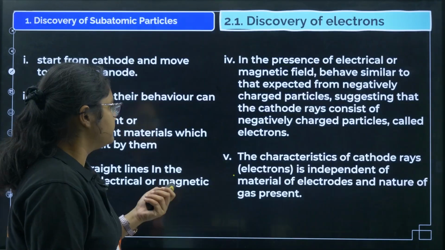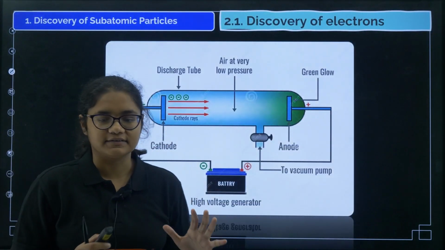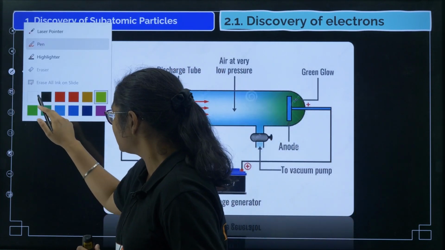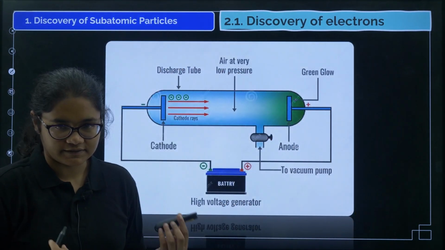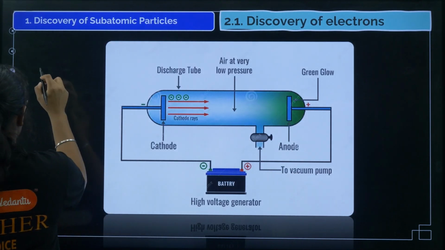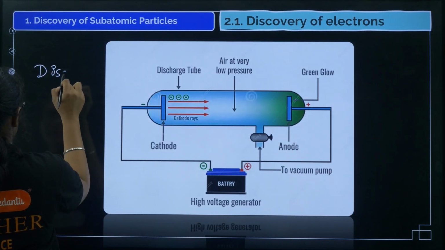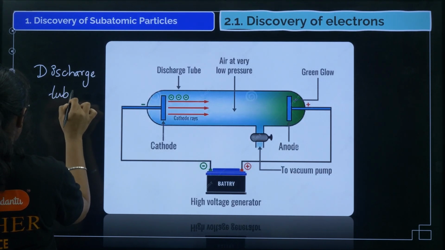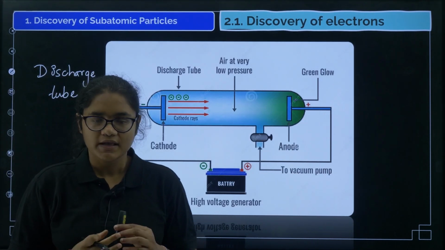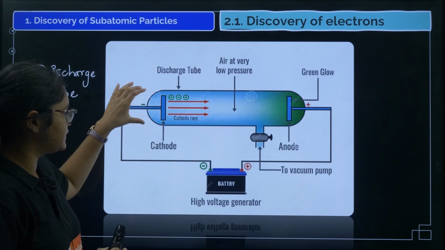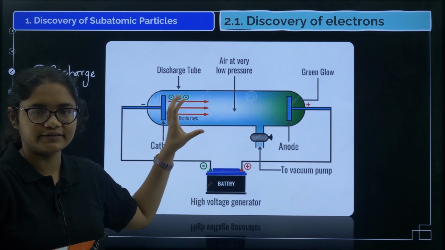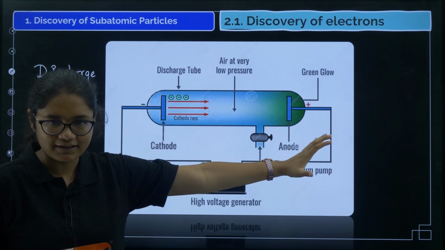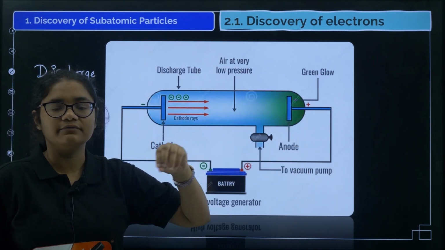Okay, so now coming to the first thing, that is discovery of electrons. For the discovery of electrons, there was one experiment that was done, and this experiment is called the discharge tube experiment. Now what is a discharge tube? A discharge tube is a cylindrical glass tube like this, you can see in this image. In this tube there is a cathode and an anode attached, and this tube is filled with gas.